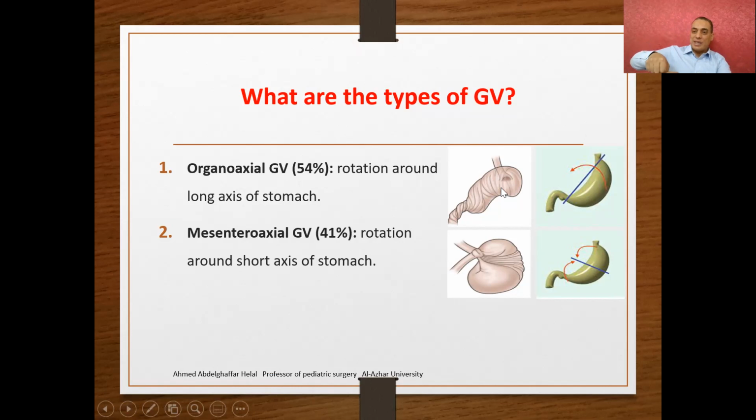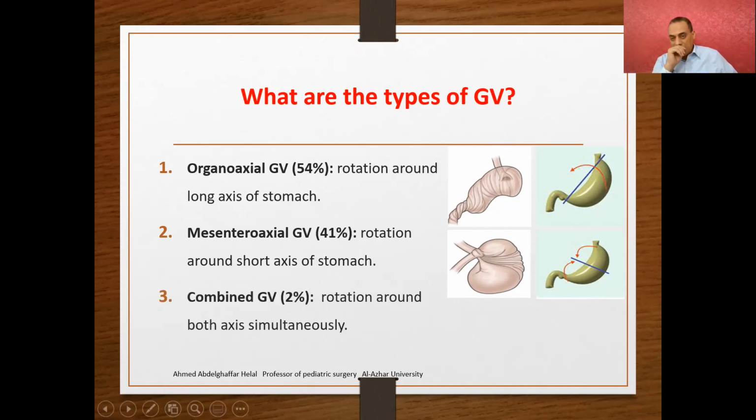This is like twisting something around a longitudinal axis. However, in such cases, there is flipping upward, up, down, or down, up. Flip of the stomach around the short axis of the stomach. We may also have combined volvulus, rotation around both axes simultaneously. Very important to understand these three types of rotation. Organoaxial, remember that organo is related to the organ itself, so the rotation will be around the long axis of the stomach. Mesenterico-axial is related to the short axis of the stomach, the transverse line, cutting both greater and lesser curve.